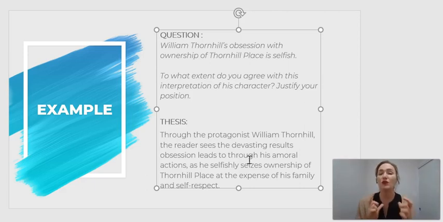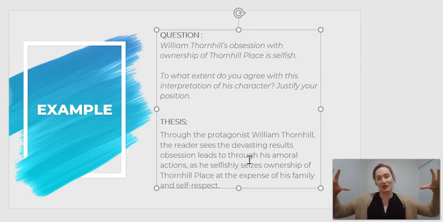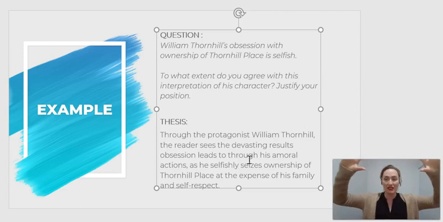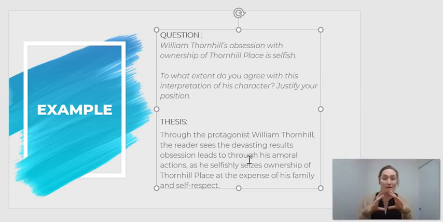Now, you need to know what your thesis is in order to write your paragraph. It's always about coming back to your thesis and drawing on a point of it and expanding it, like a magnifying glass, okay? So you start with your thesis and then you magnify it in your paragraphs. So we are looking at amoral actions. That's what I'm going to focus on, how he became amoral because of his obsession.